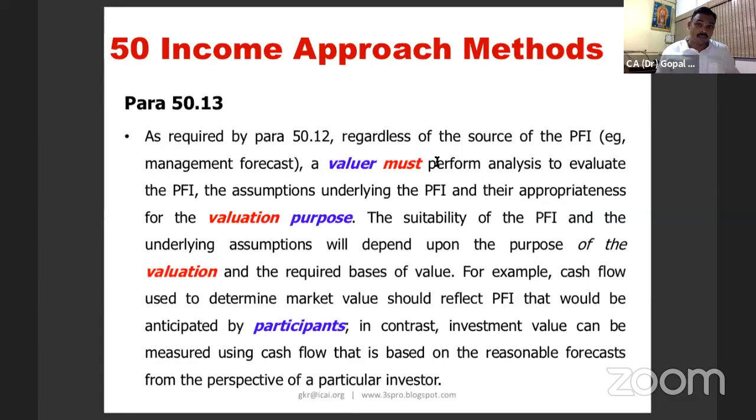Okay, very important. So, please note, from purpose till method he is giving a connect. For example, cash flow used to determine market value should reflect projected financial information that would be anticipated by market participants. Who is the participant? Market participant, buyer and seller. Naturally, the buyer is the one who is going to live with that asset. So, what are his expectations?